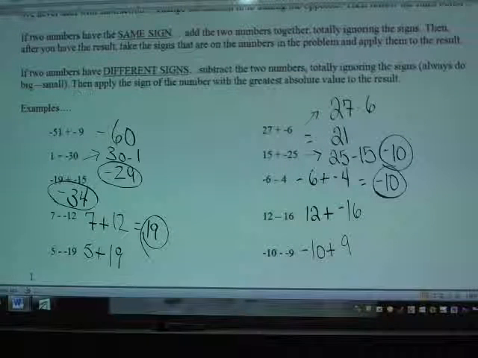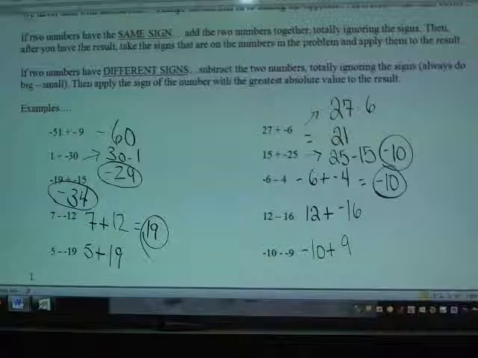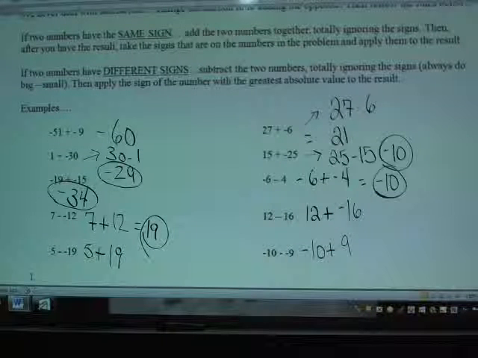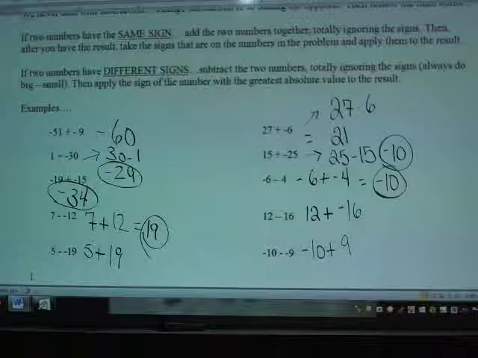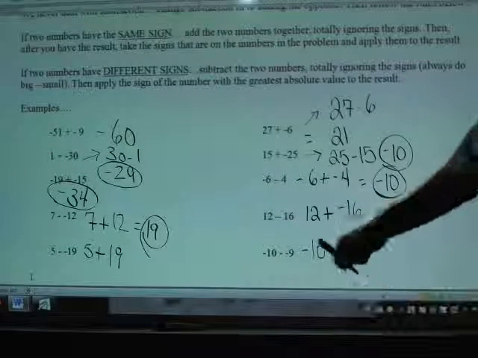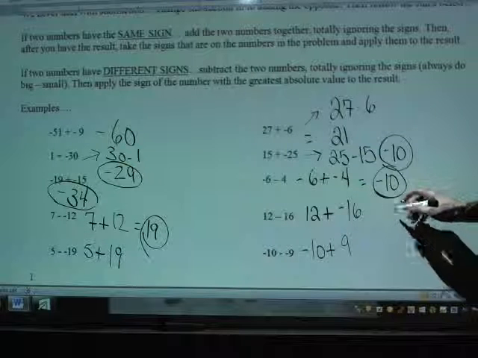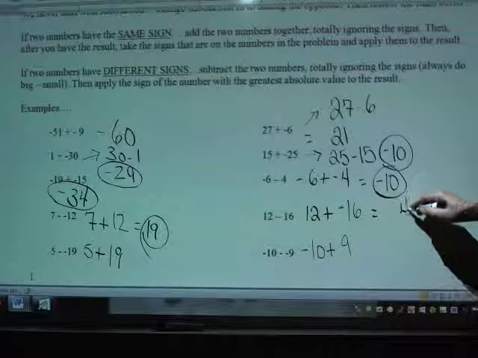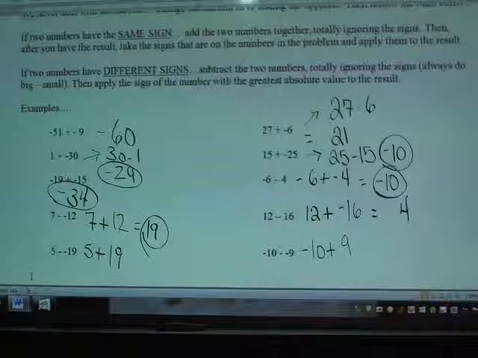12 plus negative 16. Now here we're back to having different signs. It's the first time in the problems that started off as subtraction that we have that. But again, remember, because we've changed it to addition now, it's all those same rules. So again, I'm going to subtract the numbers, big minus small. So I'm going to do 16 minus 12. Don't worry about the signs. 16 minus 12 is, of course, 4.